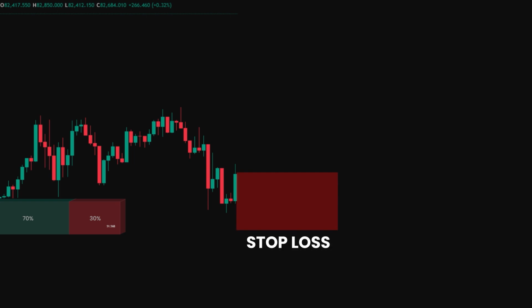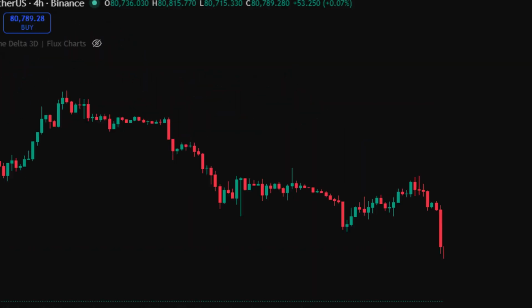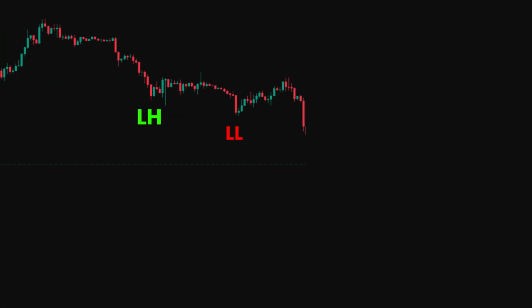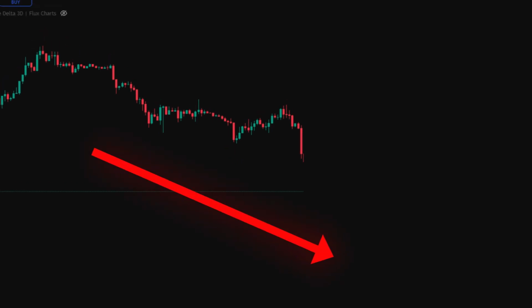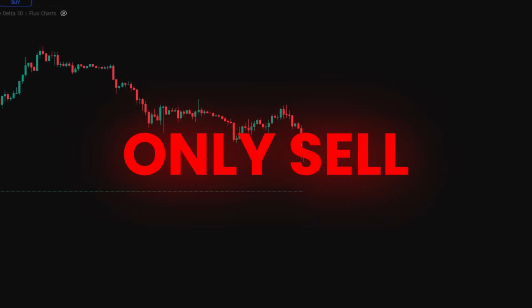Stop loss sits below the order block. Take profit targets a 1 to 1.5 or 1 to 2 risk-reward ratio. For a short, run the same process in reverse. On the 4-hour, confirm a downtrend. Lower highs, lower lows, momentum pointing downward. That sets the bearish bias, and from that point you are only looking at short setups.